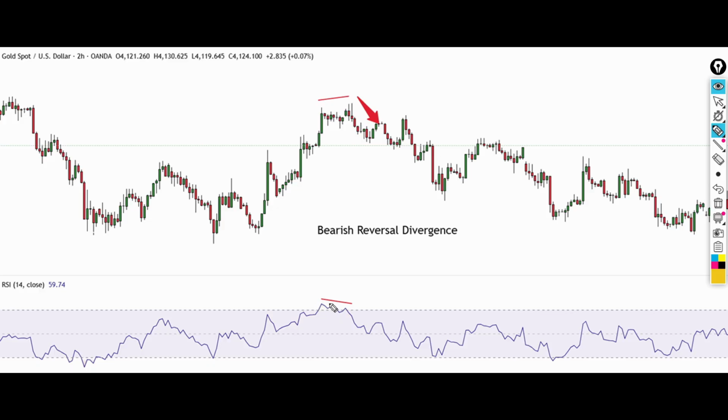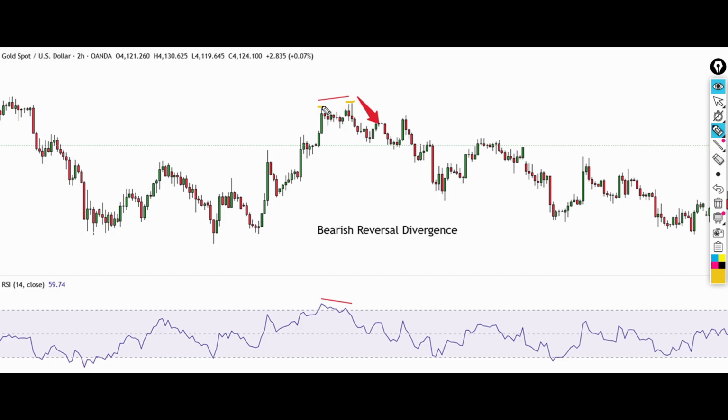We should not enter the market blindly. We should wait for the confirmation. Now here we can wait for the confirmation. Here we can observe the price is making a higher high, because if I compare this high with the previous high, the price action is generating a higher high.